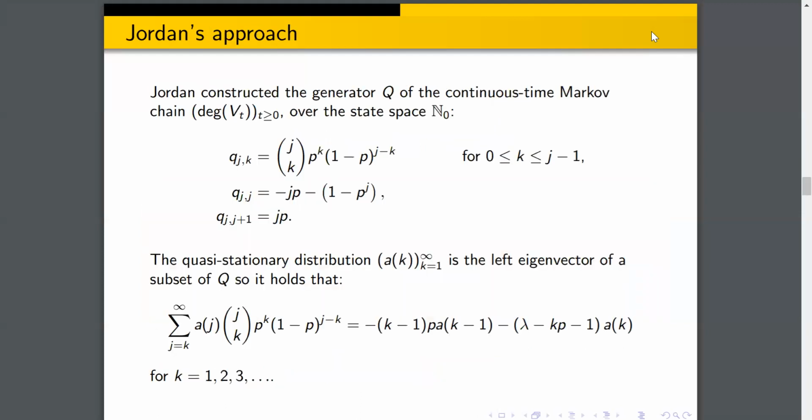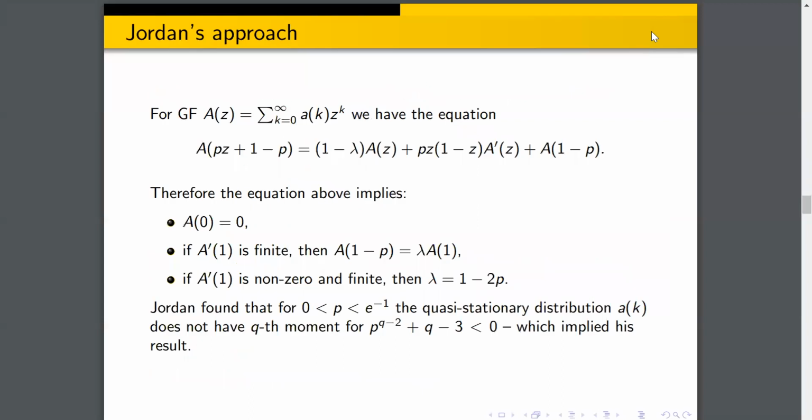First, it's necessary to introduce Jordan's approach. Jordan basically took this generation process and turned it into a continuous time Markov chain, constructed the generator of this Markov chain over the space of all integers, and then tied the quasi-stationary distribution to this generator as a left eigenvector of a subset of Q for some eigenvalue lambda. And this allowed him to form this equation that we see below. From here on, it was just a matter of technique: we may go to generating functions we all know and cherish, and we may solve this equation.